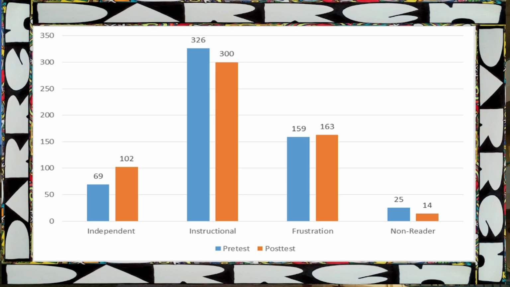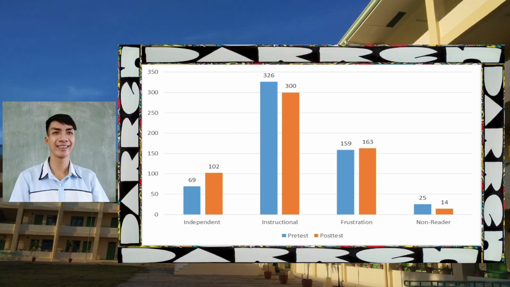For example, this was a Phil-IRI test result bar graph representation. The graph differentiated the pre-test and the post-test results of the students to identify if there were improvements and if the reading remediation programs implemented were successful. And as far as the bar graph is concerned, it is definitely a success.